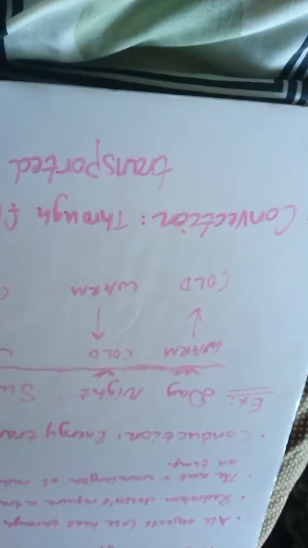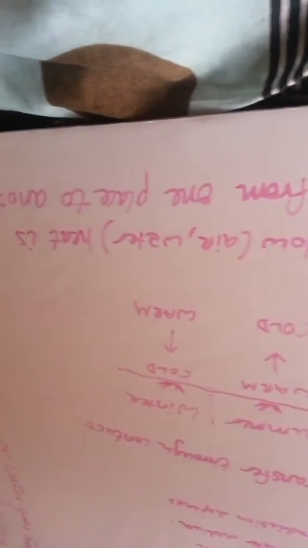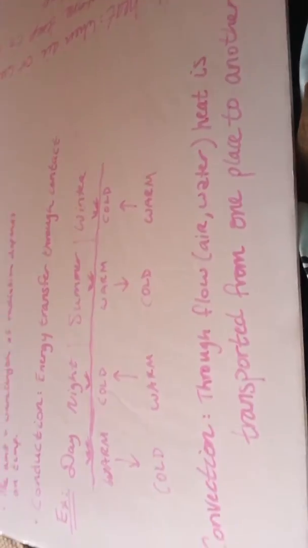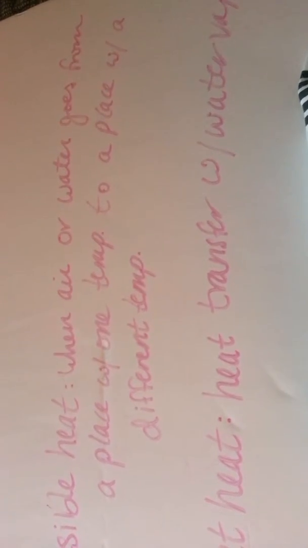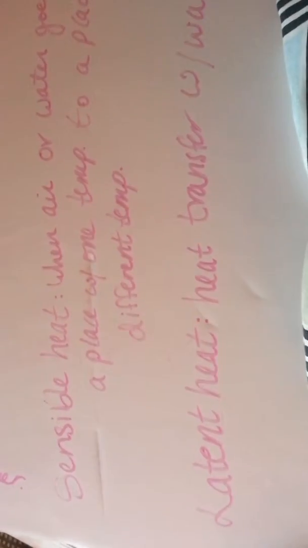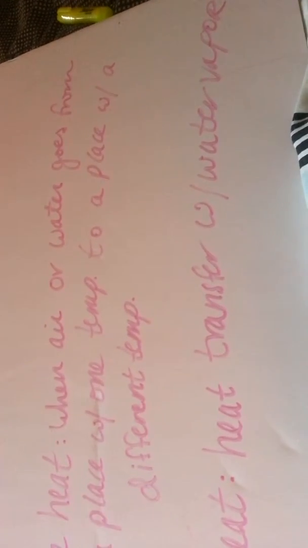Alright, and then we have convection, which is through flow of air or water. Heat is transported from one place to another. Let's zoom out a little bit. So that's convection. And then there's two types of convection that they go into detail on. Sensible heat is when air or water goes from a place with one temperature to a place with a different temperature. And then latent heat is when heat transfers with water vapor.